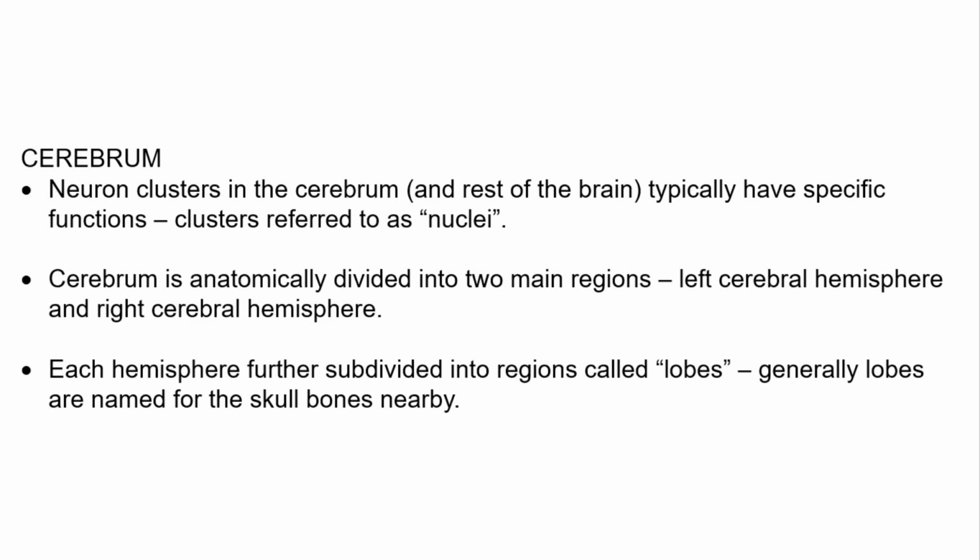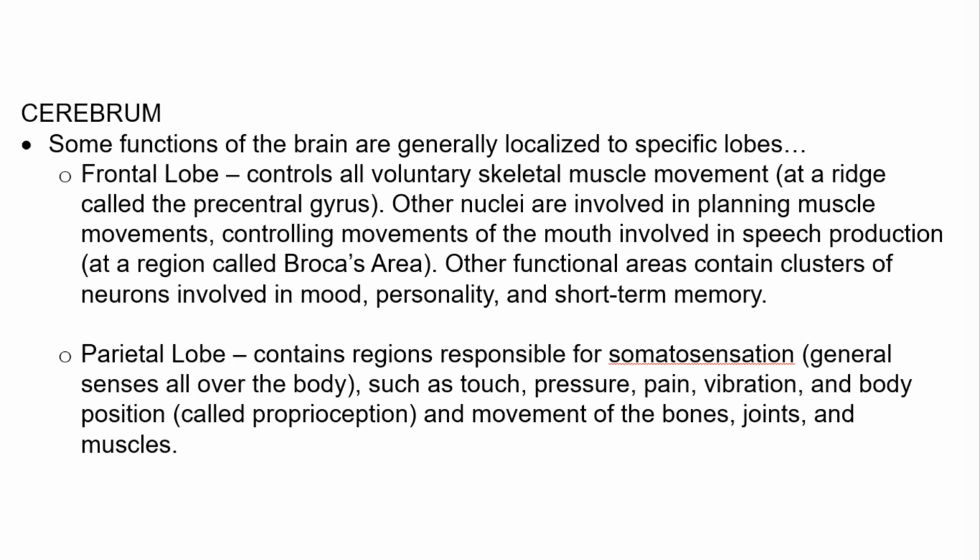The cerebrum as a whole is anatomically divided into two halves called the hemispheres. There's a left cerebral hemisphere and a right cerebral hemisphere. Each hemisphere is further subdivided into regions called the lobes, and generally the names of the lobes mirror the names of the skull bones that are located nearby. The functions of the cerebrum are typically localized to specific lobes.